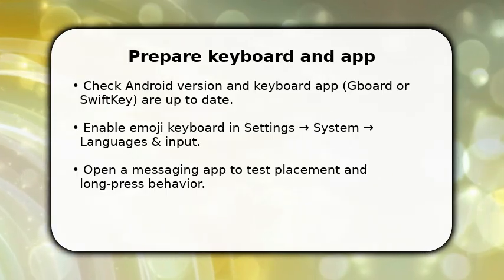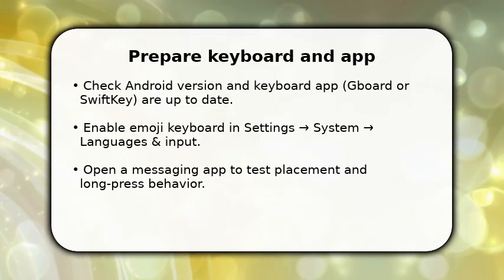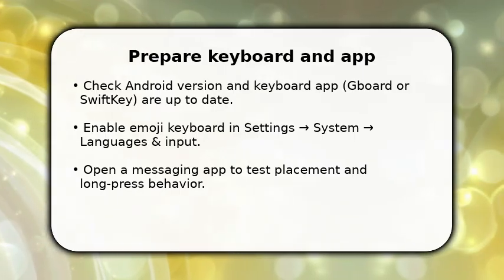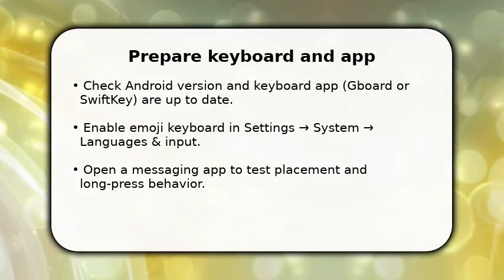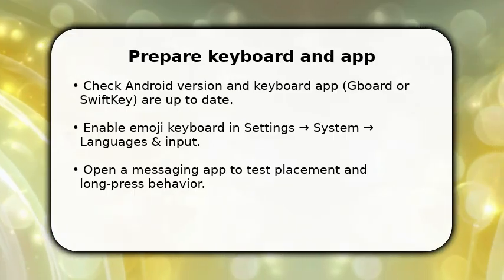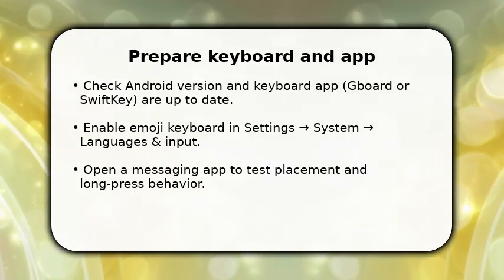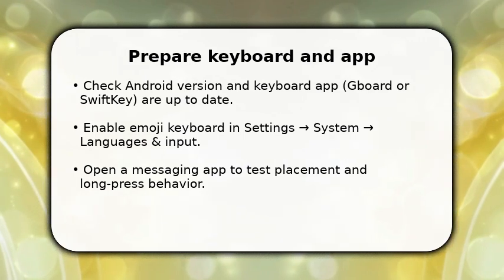Once done, launch a messaging app and tap a text field to bring up the keyboard. This verifies emoji search and long press features are available. Make sure keyboard permissions are allowed, so you can access stickers and emoji panels when needed.